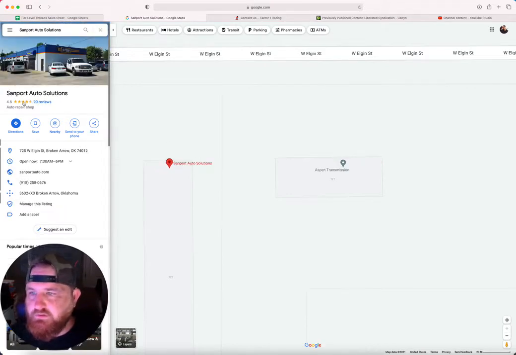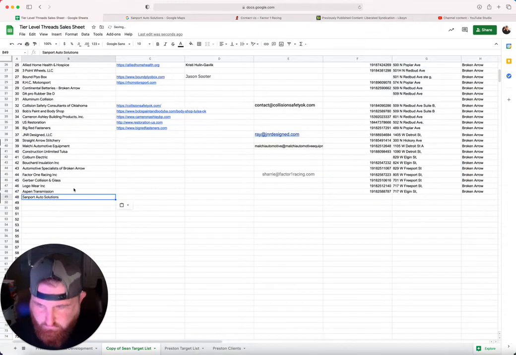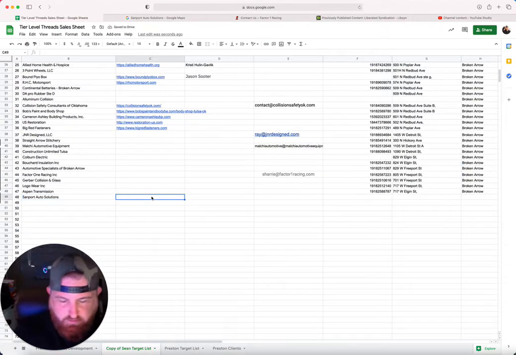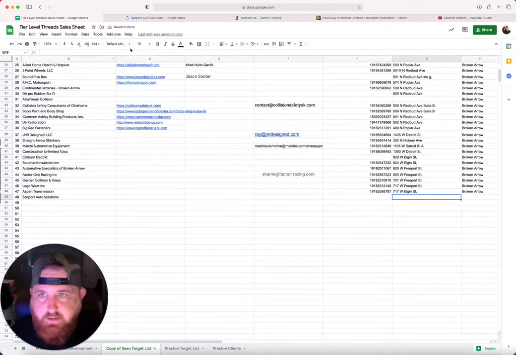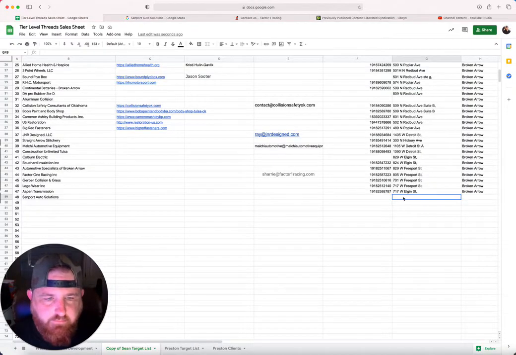Sandport Auto Solutions, auto repair shop. Again, it looks like it's connected with NAPA Auto Parts. So again, good contact to put on here. And we're already up to 48. So we're just going to keep moving on this as we add this information in here. So copying the address, and you can see it moves really fast.